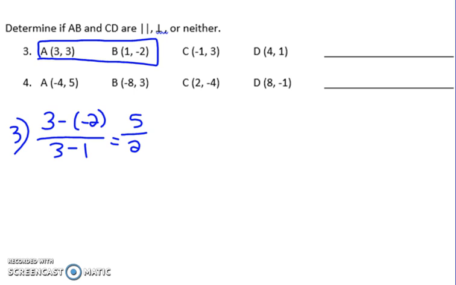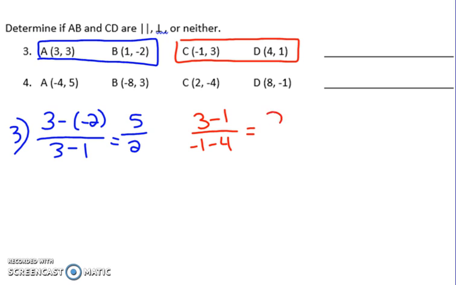Now, we want to know if it's parallel, perpendicular, or neither to CD. Again, I'm going to find my slope. So 3 minus 1 over negative 1 minus 4. 2, and we have negative 5. Well, the lines are definitely not parallel because they are not the same number. However, if I take 5 over 2 and I take the reciprocal, it becomes 2 over 5, and I have one positive and one negative, these two lines are perpendicular to each other.